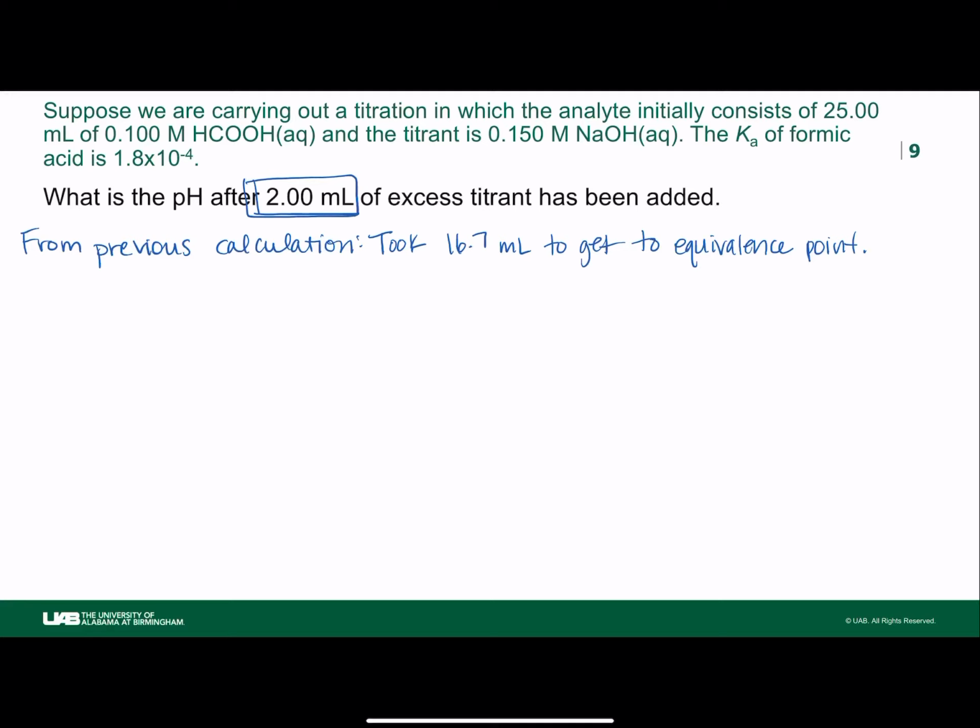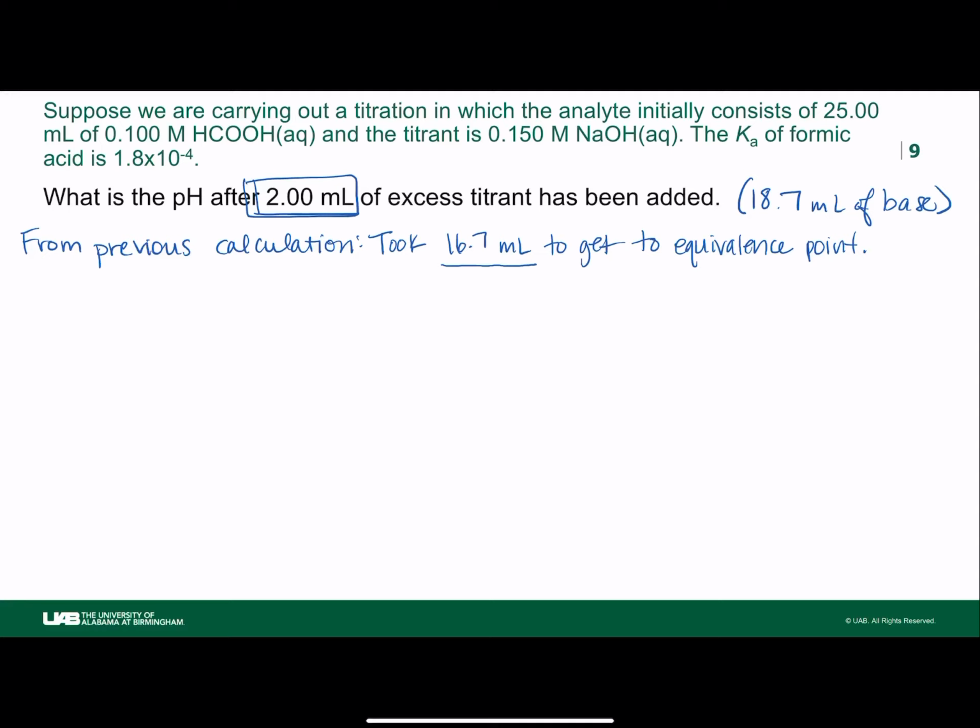One of them being the calculation that we did earlier that told us that we need 16.7 milliliters to get to the equivalence point. So since we're 2 milliliters after that point, we are at 18.7 milliliters of base. And we'll need this just a little bit later when we do total volume. For now, we can just put that in our pocket.